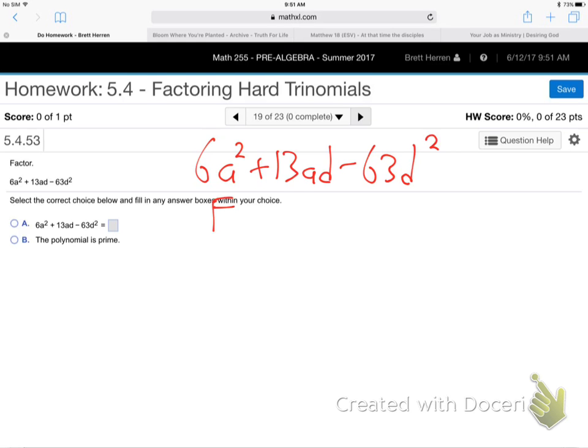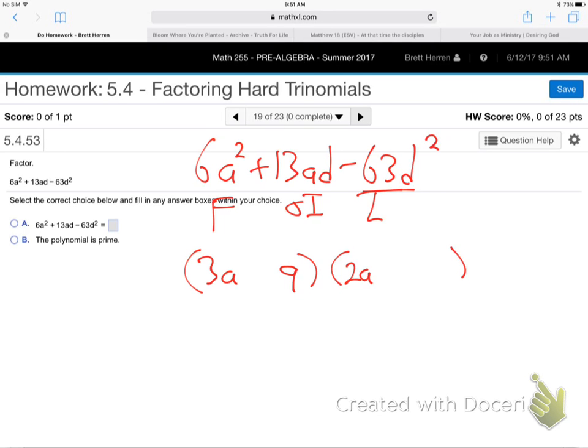Okay, so FOIL, 2 parentheses. Front times front, what times what is 6a squared? That work out, Alex? 3a, 2a, or 2 and 3, the order doesn't matter in the first 2. Now for the last, what times what makes 63? 7 and 9. Now, could I put the 9 here with the 3? No, they can't be in the same parenthesis because they'd have 3 in common.